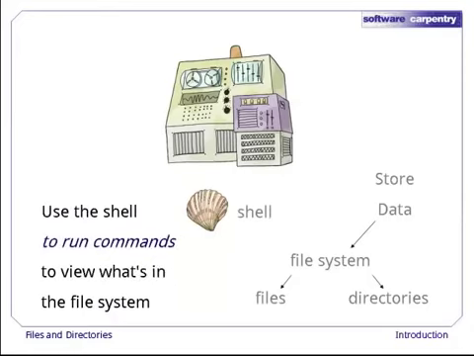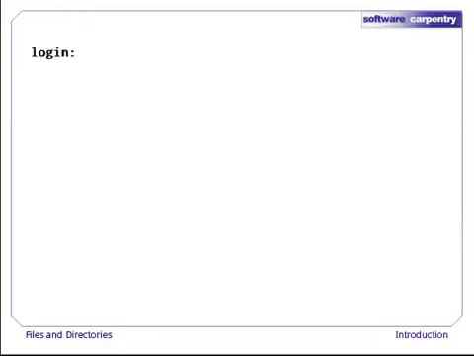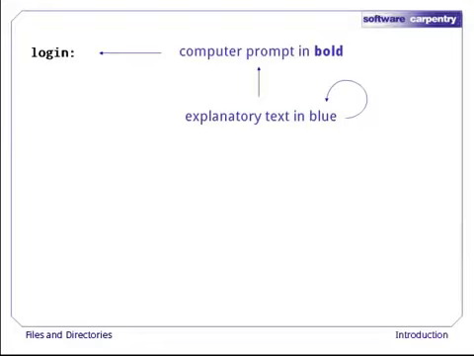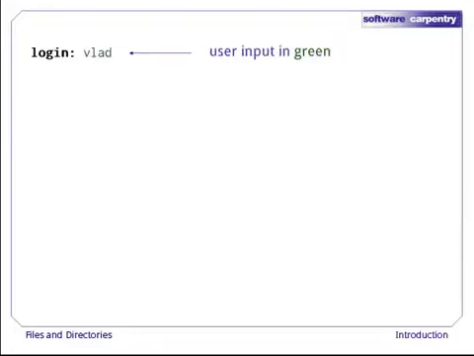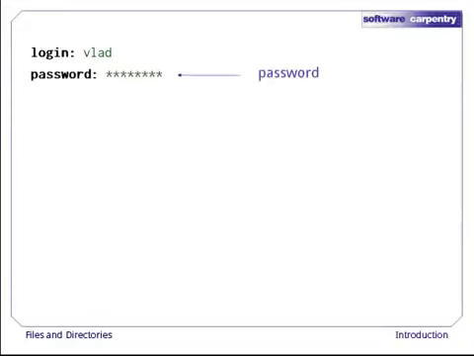Or to be more precise, how we can use the shell to run other programs that will show us what's in the file system. Let's start by logging into the computer. Here, we're showing the shell's prompt in bold and explanatory text, like this message, in blue. Type our user ID, we'll show user input in green, and then our password. Most systems will print stars to obscure it, or nothing at all in case some evildoer is shoulder surfing behind us.